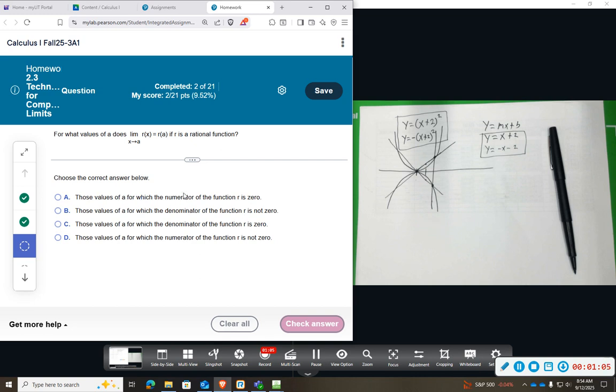So this one says the numerator is 0. This one says the denominator is not 0. So this is what we're looking for: all of those values for which the denominator is not equal to 0.